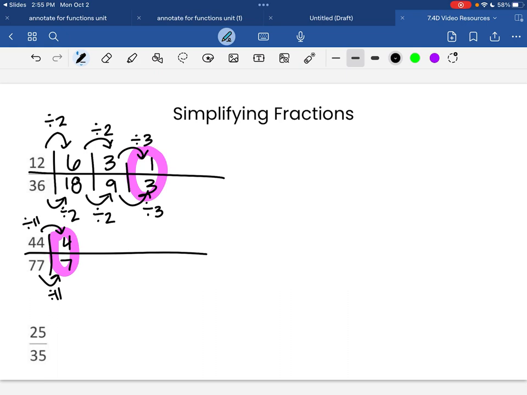So now when we take our look at 25/35, again, I'm just going to extend the fraction into a ratio table. And right off the bat, I see that they're both divisible by 5. So I'm going to scale down by 5. So 25 divided by 5 gives me 5, and 35 divided by 5 gives me 7. And I can't scale any further, so I get that 5/7 is my simplified fraction.